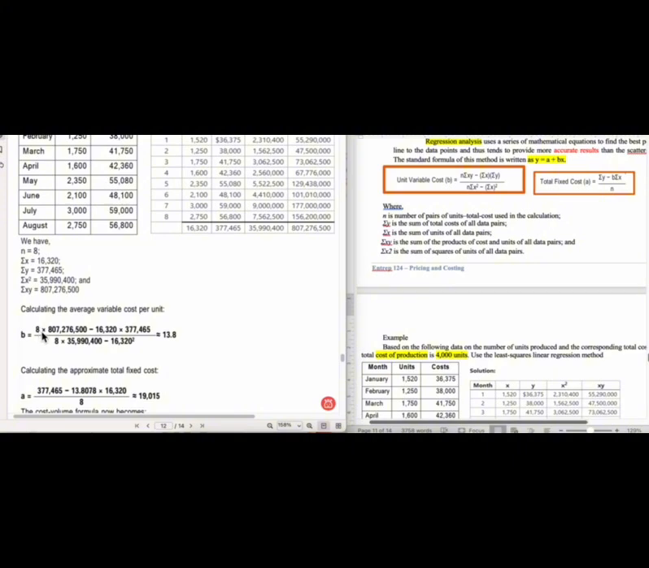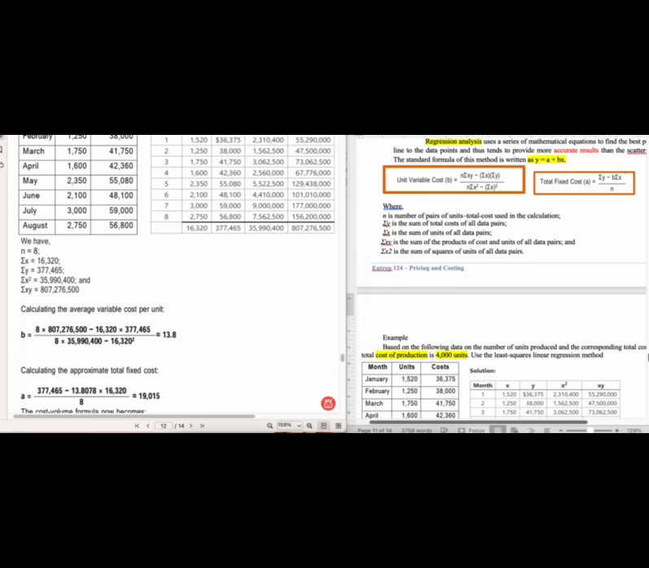Multiply 8 times 807,276,500. Solve that first. And then solve 16,320 multiplied by 377,465. Once you have the total of both, subtract them.